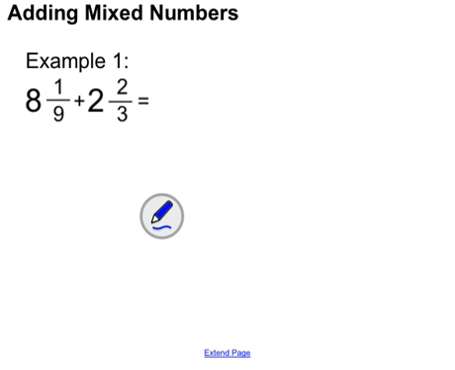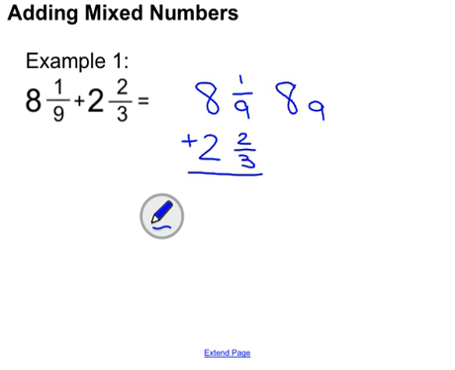Let's try adding mixed numbers. Again, you'll want to write your problem vertically. Here we do not have a common denominator, so just like in the previous problem, you need a common denominator for 9 and 3. So that would be 9 in this case. This first mixed number does not have to change at all. You can just recopy it. For the second mixed number, you're going to need to multiply by 3/3 so that you have your common denominator. So that would be 2 and 6/9.